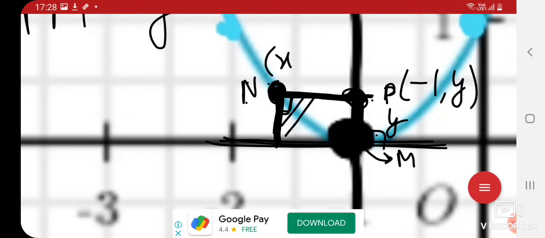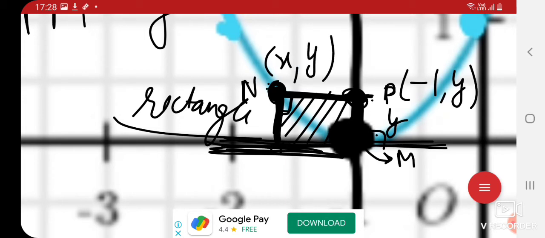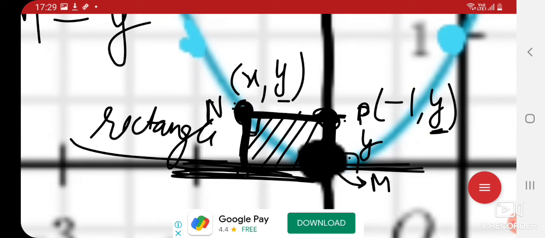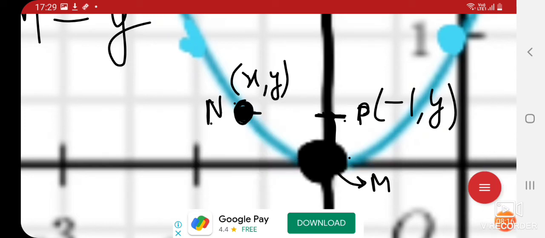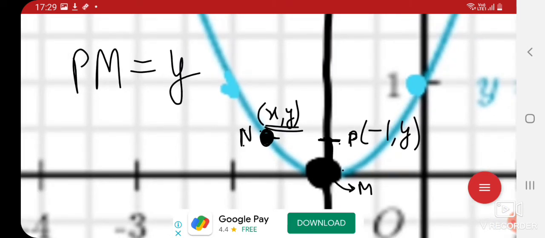So, as this figure you obtain is a rectangle, that simply means that the distance from the x-axis to this N will be y, right? This y will be the same as the y you are getting on this point of the quadratic equation. So it will simply be x, y, right? First of all you need to calculate this PN.